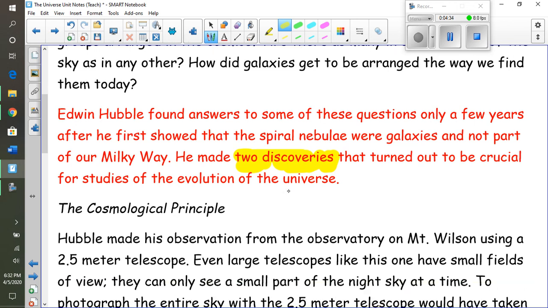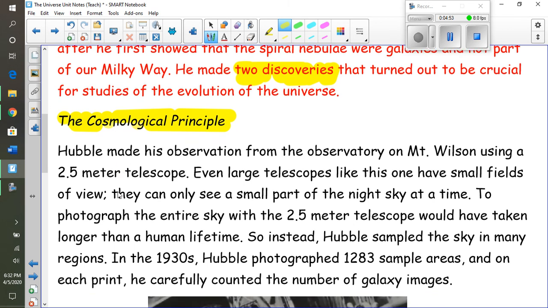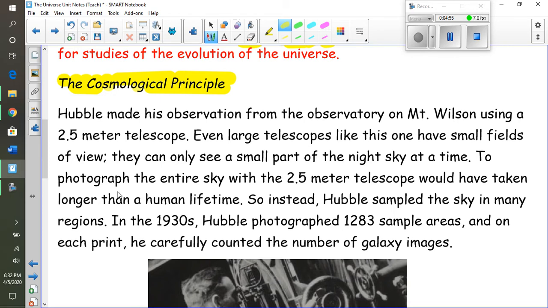The first one is called the Cosmological Principle. So this is the first one we need to talk about here. When Hubble was working from the observatory on Mount Wilson using the 2.5 meter telescope, even a very large telescope like this one still has a very small field of view. You can only see a small part of the night sky.